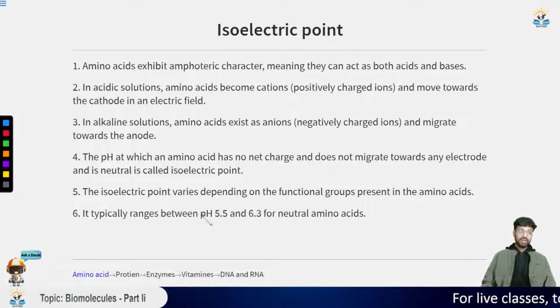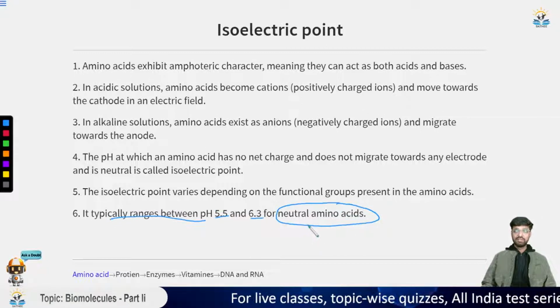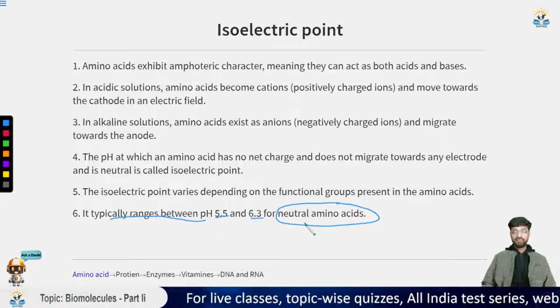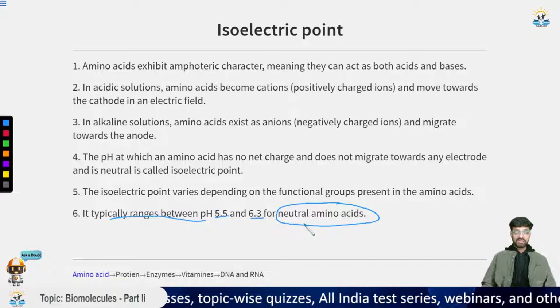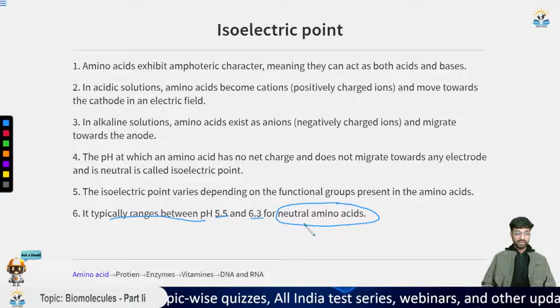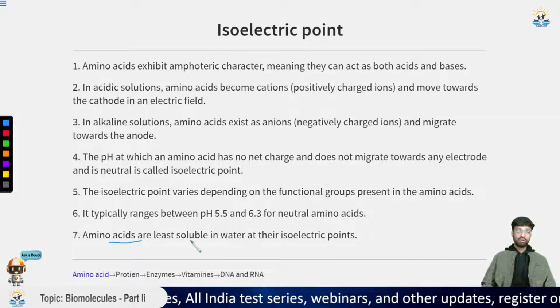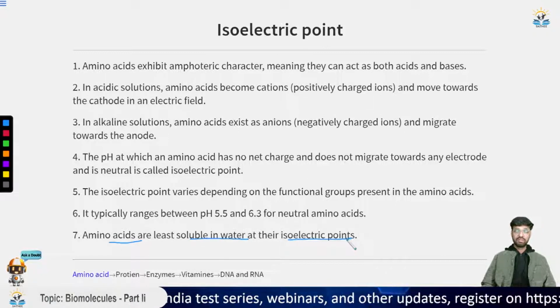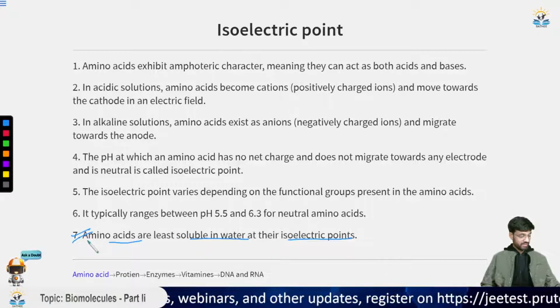Next, it typically emerges between 5.5 and 6.3 for neutral amino acid. So we will see later what is neutral amino acid and acidic and basic amino acid. For now, keep in your mind that the neutral amino acid has a pH of 5.5 to 6.3 for isoelectric point. Now, amino acids are least soluble in water at their isoelectric point. So this is an important point. You should be aware that at isoelectric point it is the least soluble.